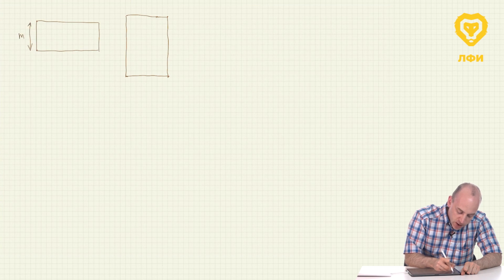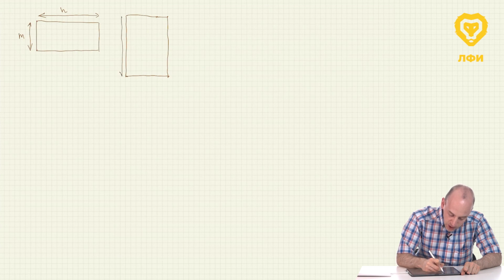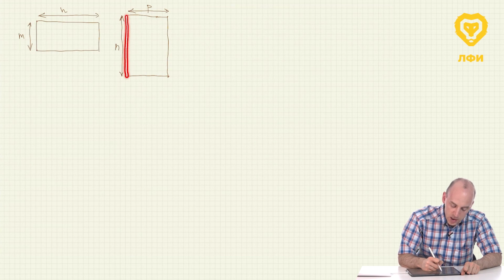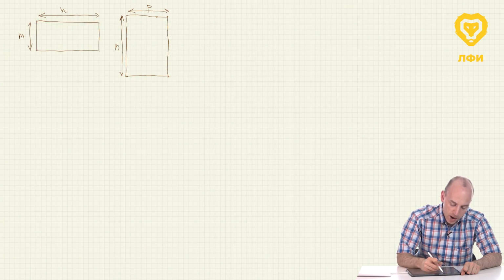Let the first matrix be an m times n matrix. For the product of matrices to be determined, we need the number of rows in the second matrix to coincide with the number of columns in the first matrix. So we have n columns here and n rows here. These dimensions have to be the same. Otherwise, the matrix multiplication, the product of two matrices, is not determined, and such a multiplication is not allowed.